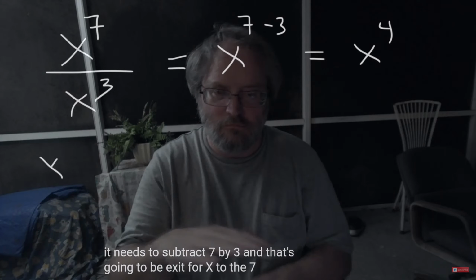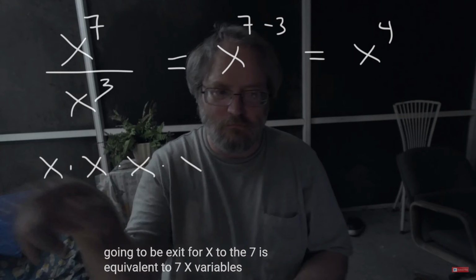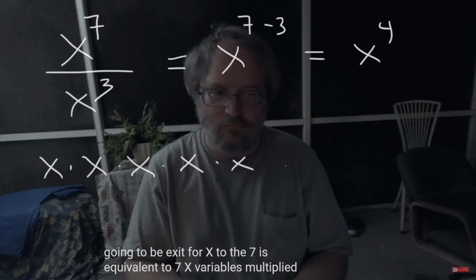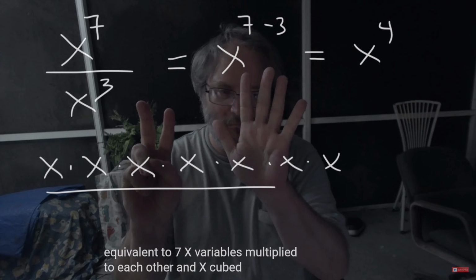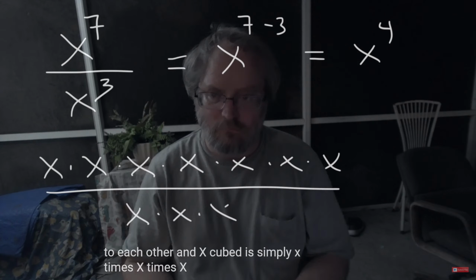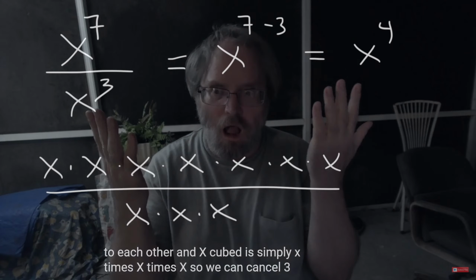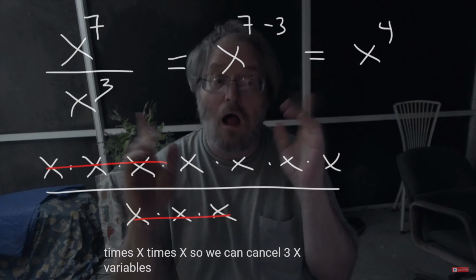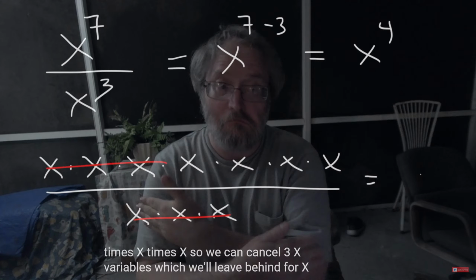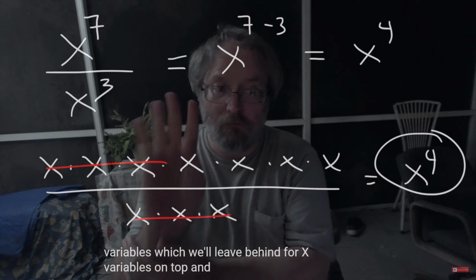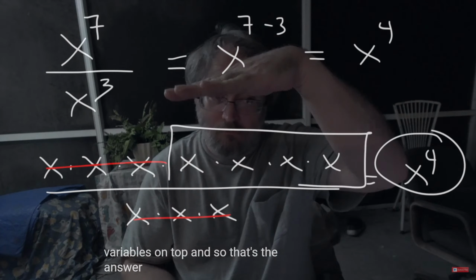X to the 7 is equivalent to 7 x variables multiplied to each other, and x cubed is simply x times x times x. So we can cancel 3 x variables, which will leave behind 4 x variables on top. And so that's the answer.